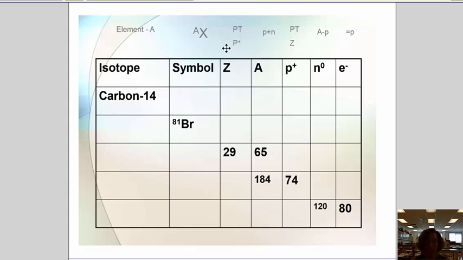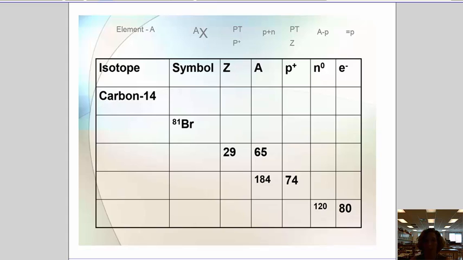Z, remember, is the atomic number. You can find that on the periodic table. It's the same as the protons. A is your mass number, so protons plus neutrons. P is your protons, same as atomic number Z. We find that on the periodic table. N is your neutrons, so that's going to be A minus P or A minus Z, either one. And then electrons, because these are all neutral, these are going to be the same as your protons.